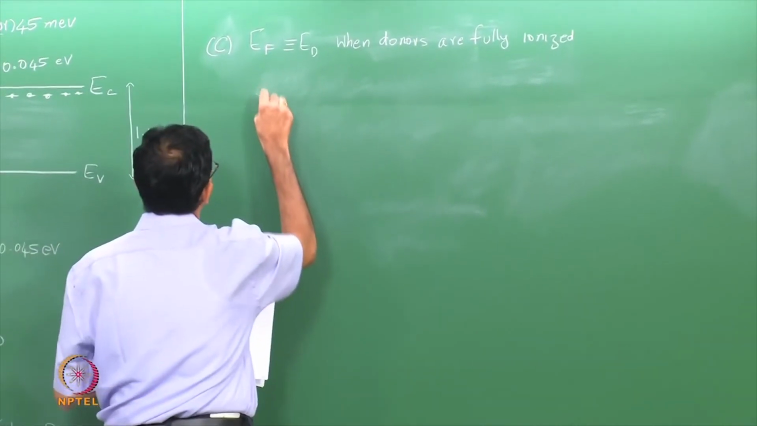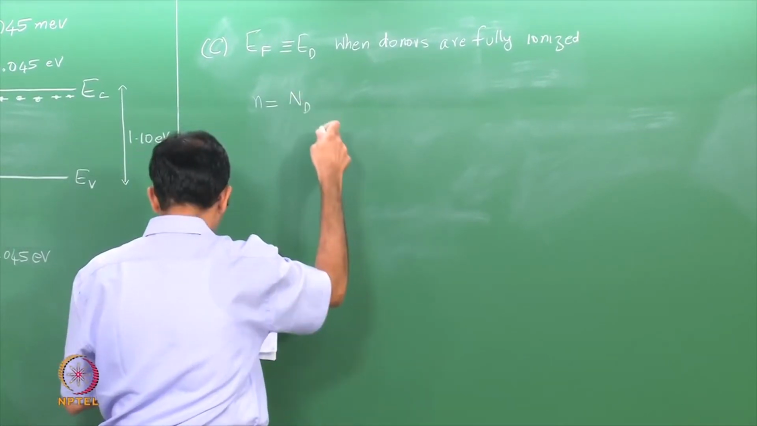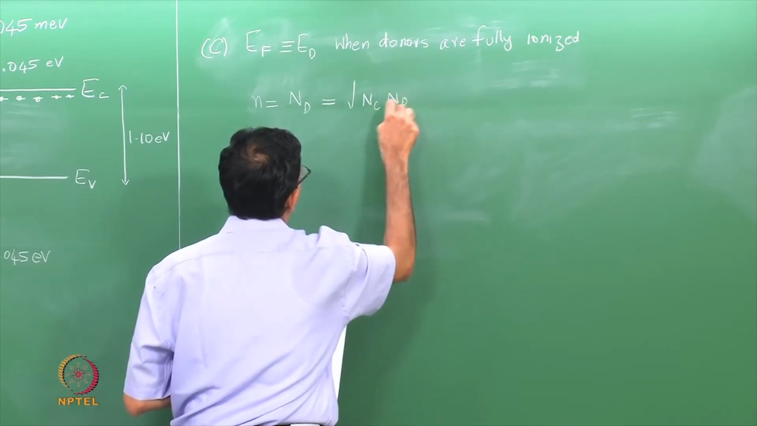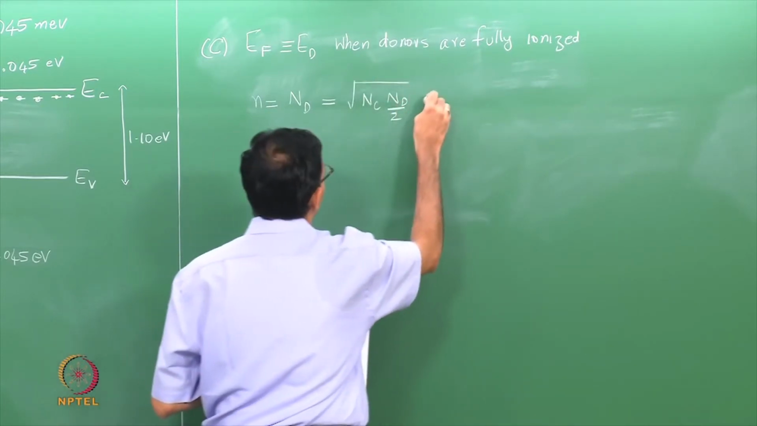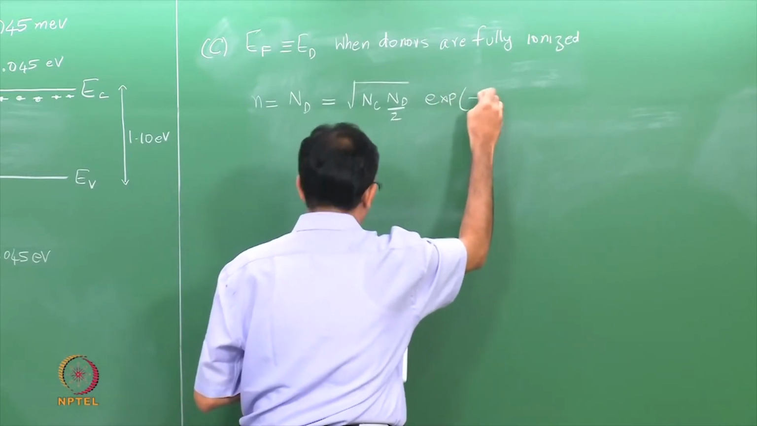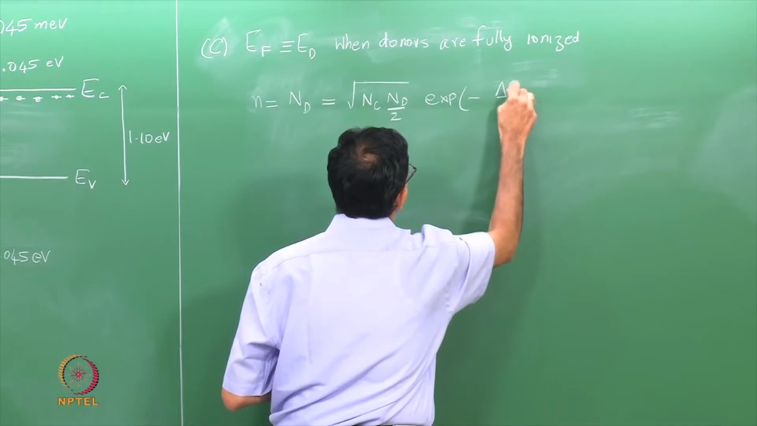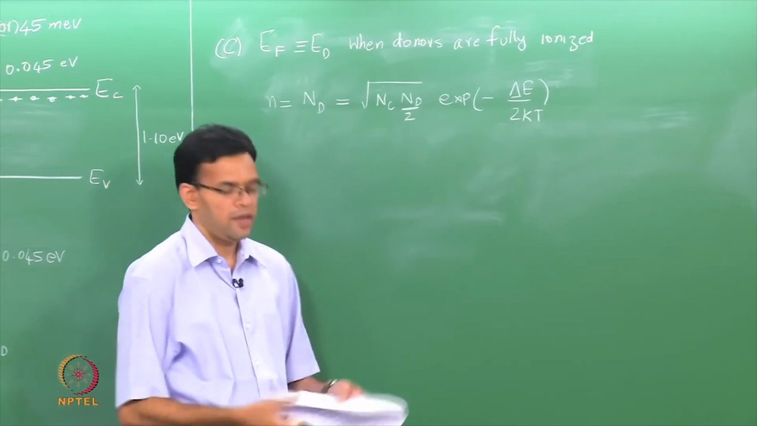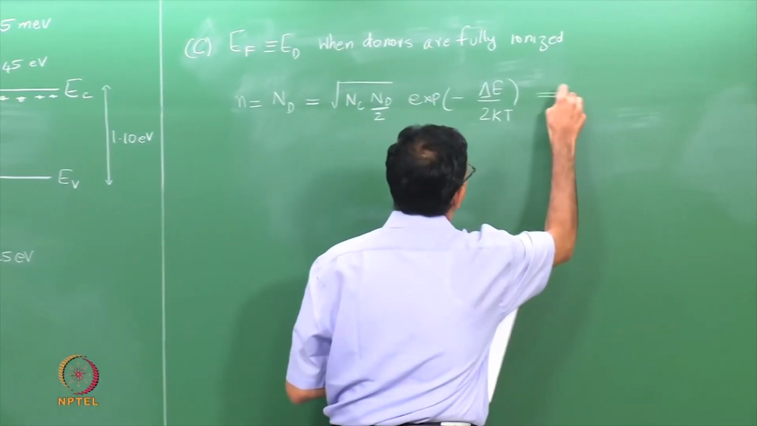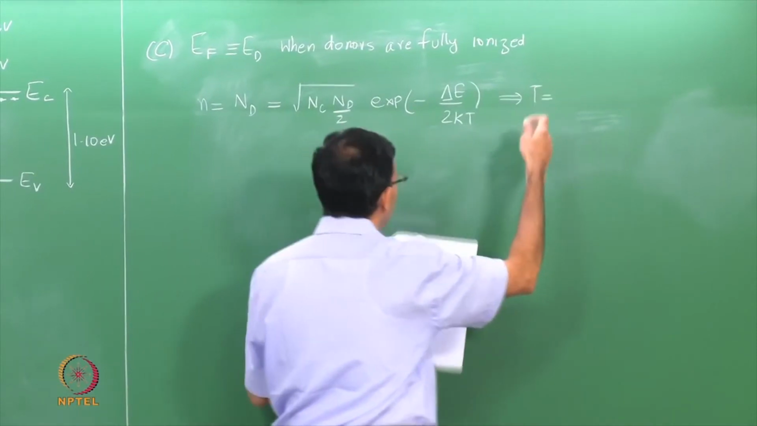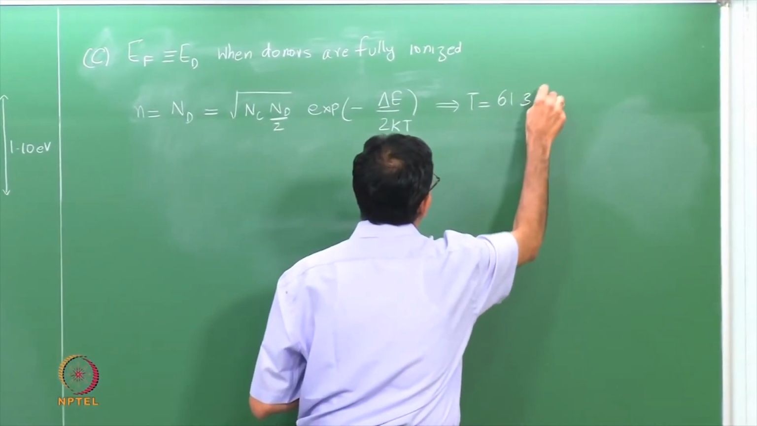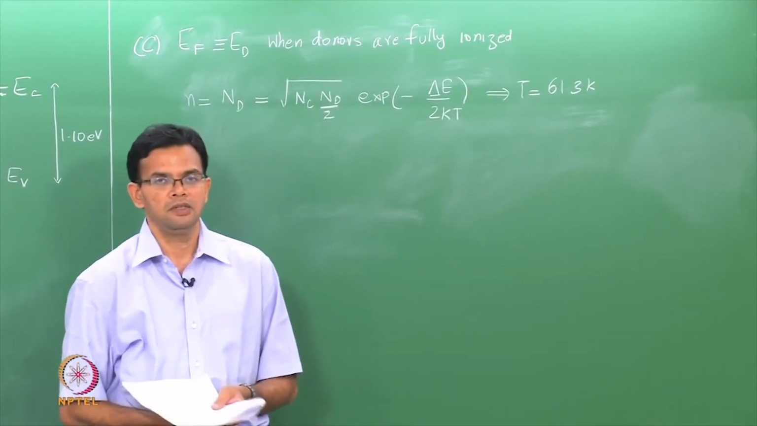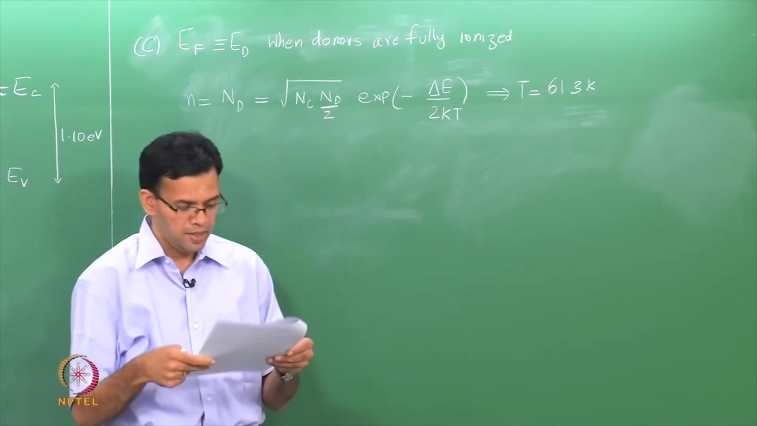So, once again N is equal to Nd, which is square root of Nc Nd over 2 exponential minus delta E over 2 kT. So, everything else is known except for the temperature. So, the calculation gives you a temperature of 61.3 Kelvin. So, at a relatively low temperature of around 60 Kelvin, you get the donors to be completely ionized.